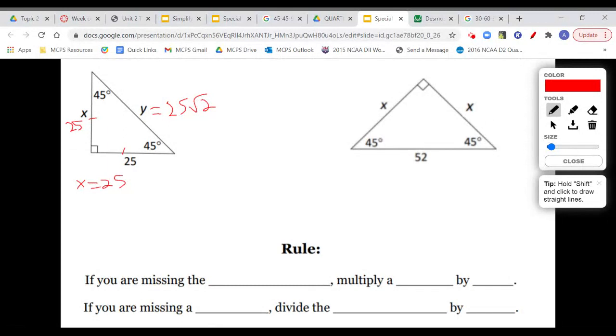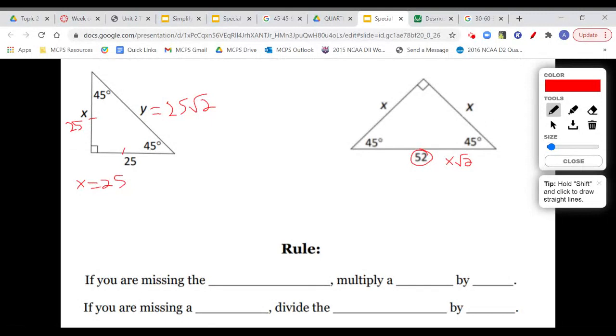Now looking at the second example, we have again a 45, 45, 90 triangle, but this time you'll notice we're given the hypotenuse. And I'm asked to find the length of the legs. They're both labeled as x because I know they're congruent. Well, let me think about this. When we were discovering this pattern that occurs with these triangles, I said if the 2 legs were x, the hypotenuse is x times the square root of 2.